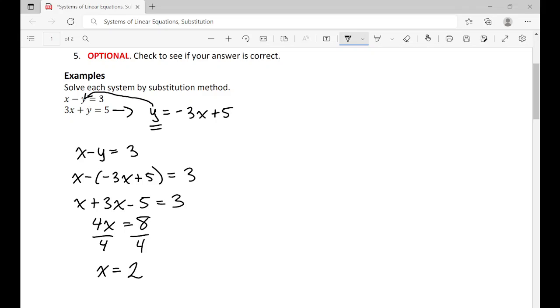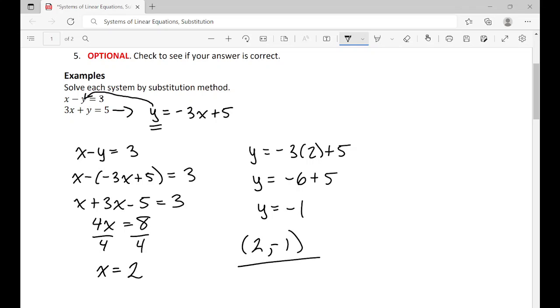So y equals negative 3 times 2 plus 5. y equals negative 6 plus 5. And then finally, negative 6 and 5 is going to give you negative 1. So the answer to this is (2, negative 1).